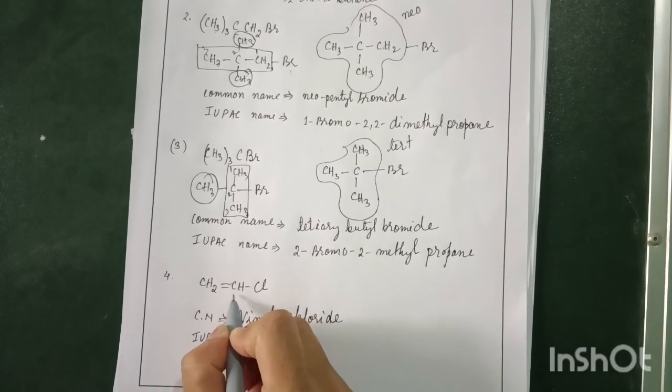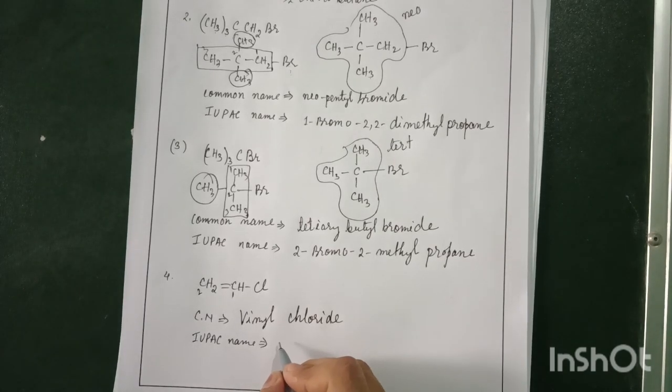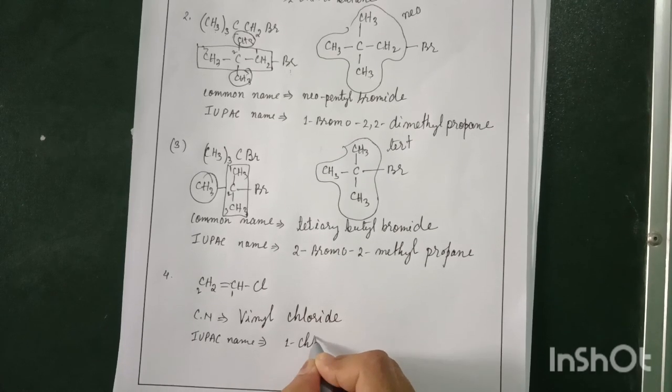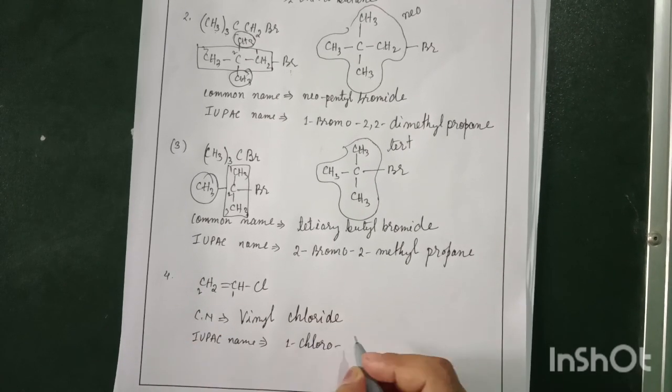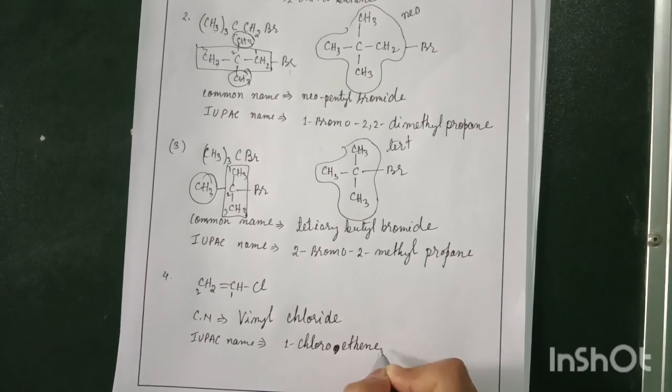For the IUPAC name, it is easy. We will count from here 1, 2. We will always start with the halogen group. So we will call it 1-chloro, or we can also use chloro. Chloroethene. Okay, so there is no hyphen here. Ethene.